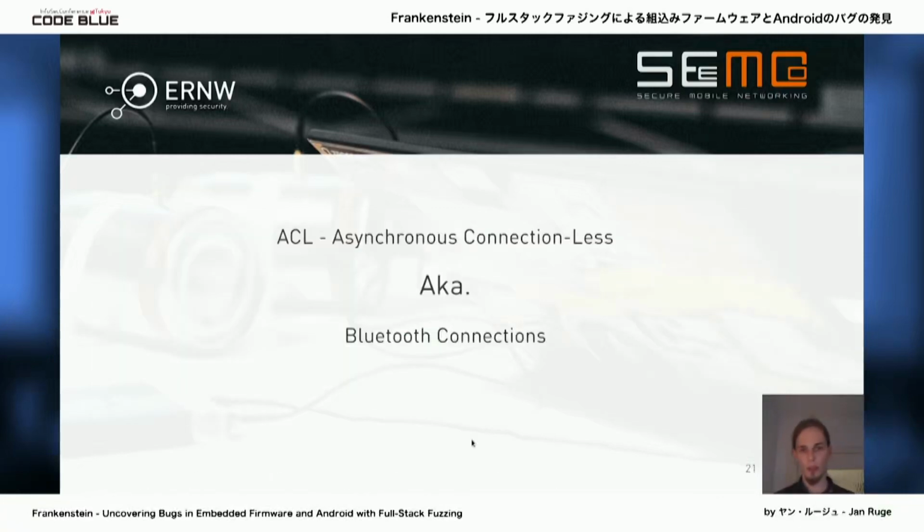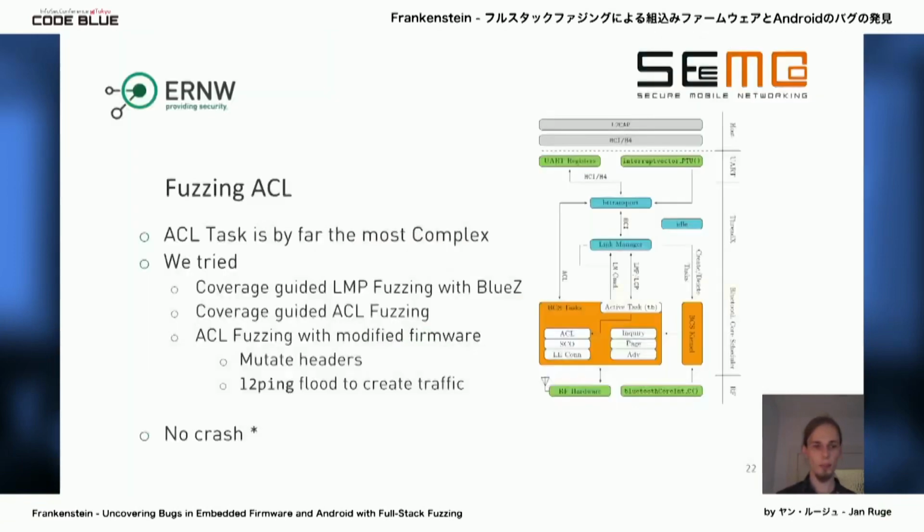Now I want to talk about Bluetooth connections, or ACL. ACL was our main goal to fuzz, especially ACL and the link manager protocol. We tried really, really hard, but failed also really hard. We tried coverage-guided fuzzing of one LMP message, of multiple LMP messages, of the emulated firmware attached to BlueZ. We tried coverage-guided fuzzing of ACL, and we couldn't provoke any crash, which was quite surprising because the link manager that we are targeting here is by far the most complex component of the firmware.